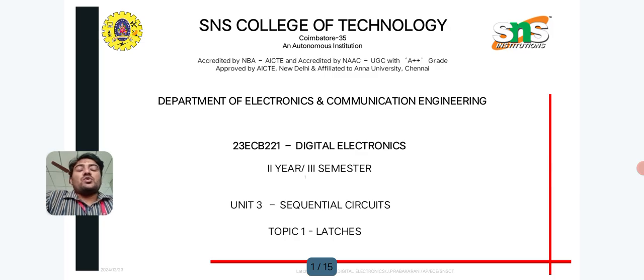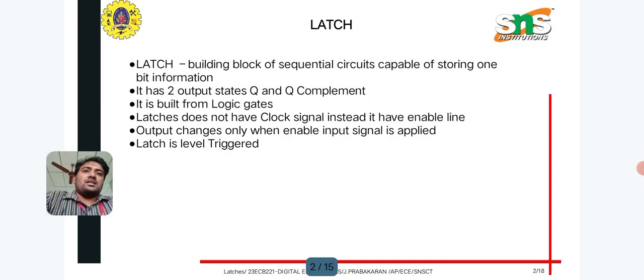In this lecture video, I am going to discuss the topic Latches from the Digital Electronics subject. A latch is a basic storage element used in digital electronics to store one bit of information. It is a bistable device, meaning it has two stable states, that is 0 and 1. Latches are asynchronous devices, meaning their output depends on the input and state of the device at any given moment without requiring a clock signal.